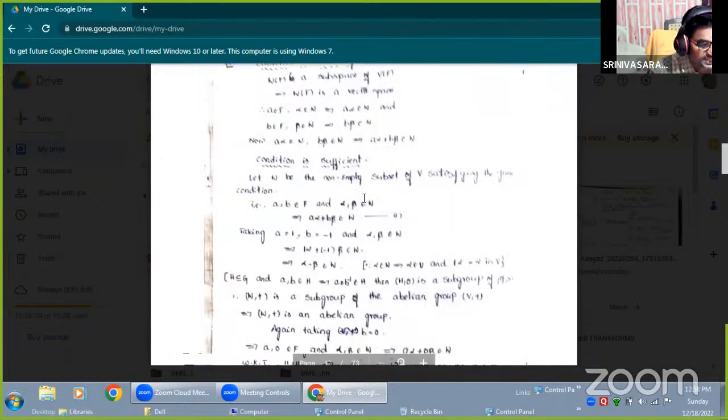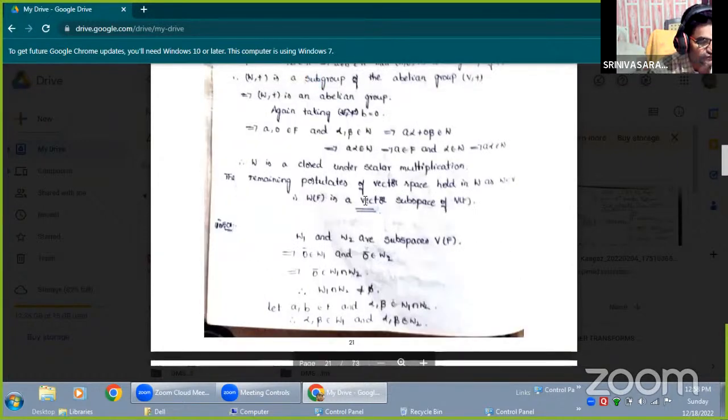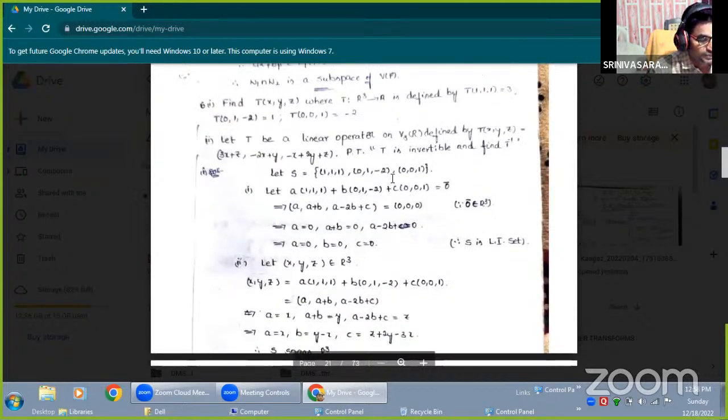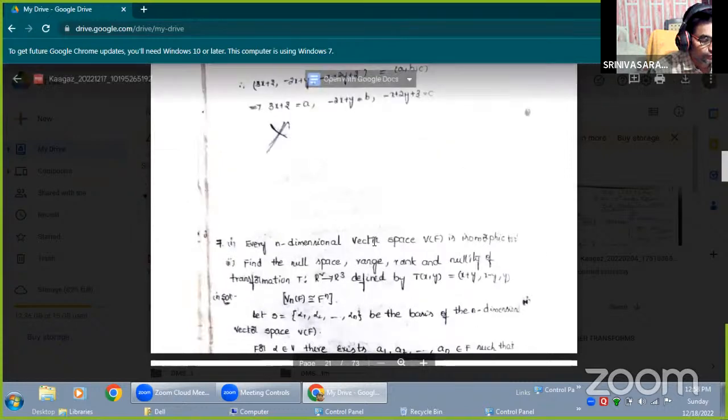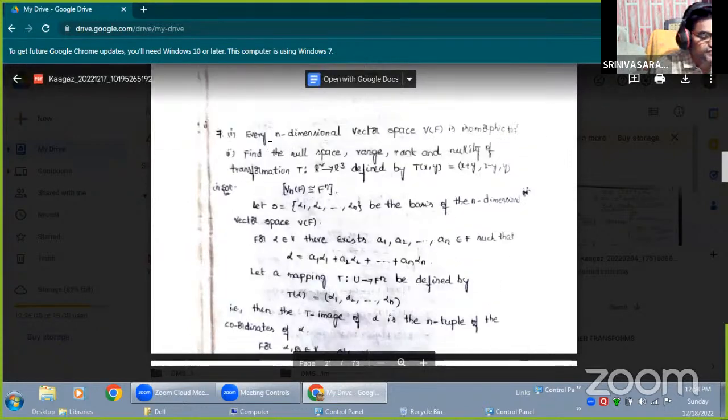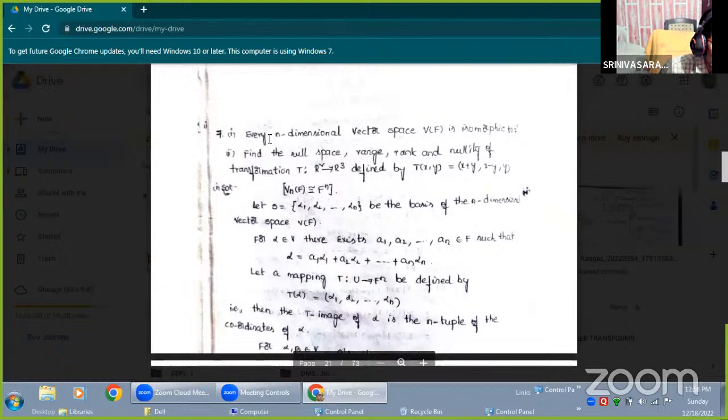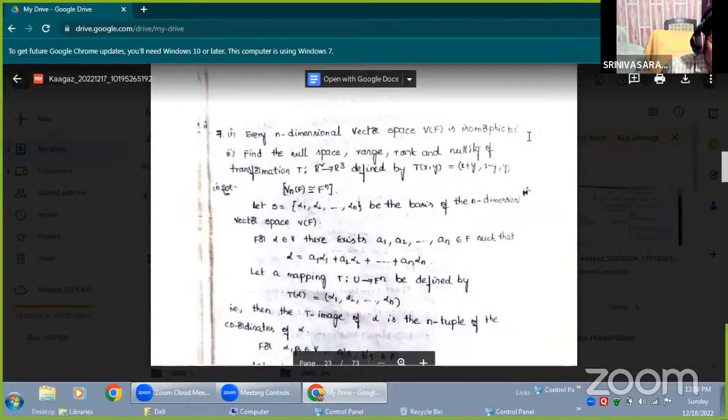Now this is the necessary and sufficient condition of subspace theorem. Now this is the transformation problem. This theorem is very important. The theorem is: every n-dimensional vector space is isomorphic to n-tuples of the field elements.